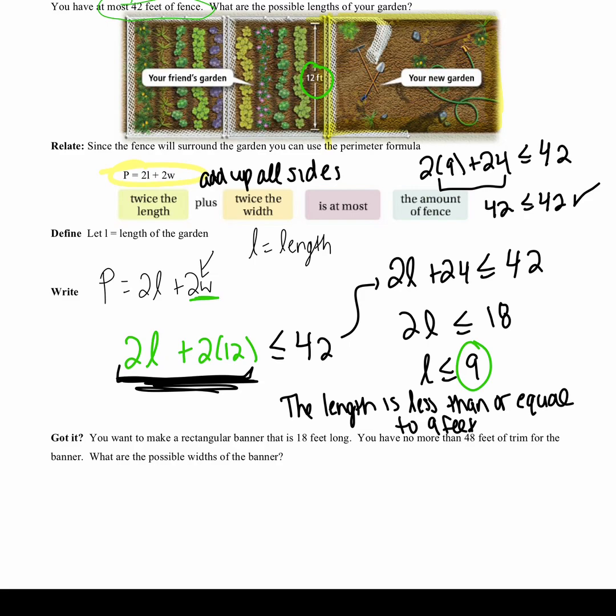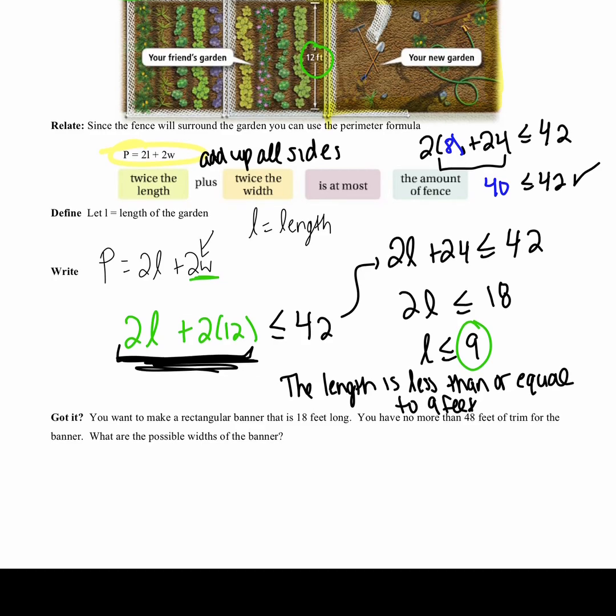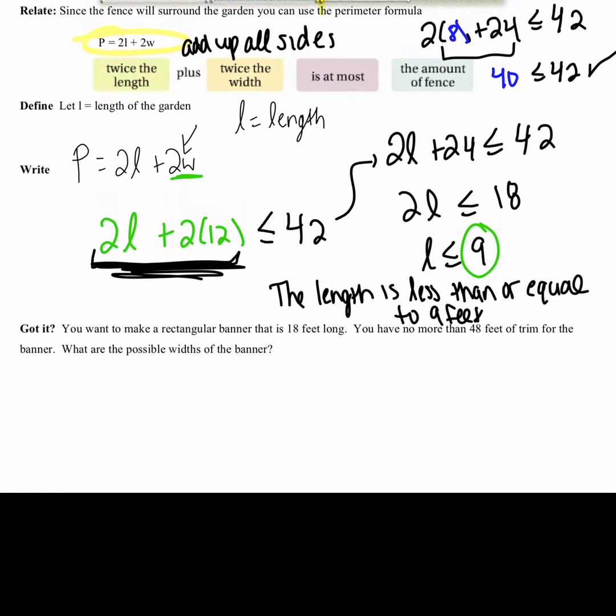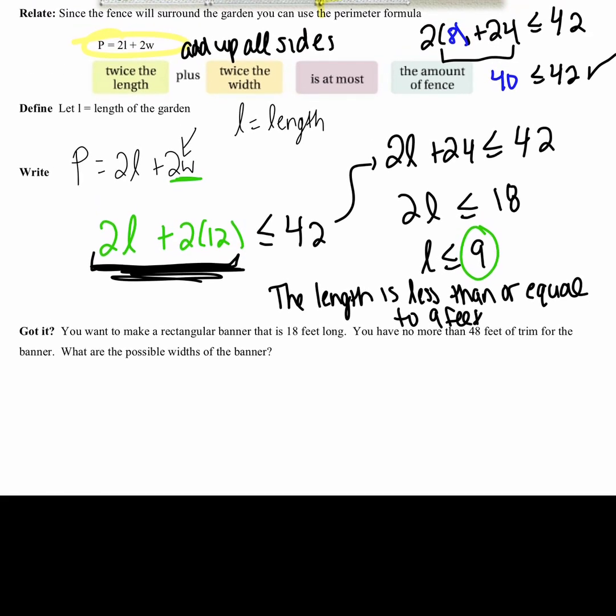If you don't want to use all 42 of your fence, if you put 8 in here, let's see what happens. You would get 16 plus 24, right, which makes 40. That's also true. So you can see how if you keep going down from 9, it's always going to give you a true statement. All right, go ahead and pause me and try the got it.